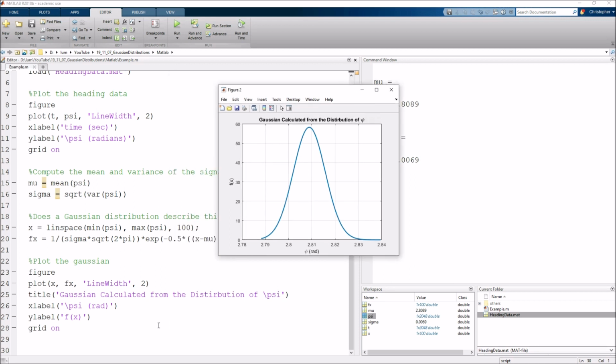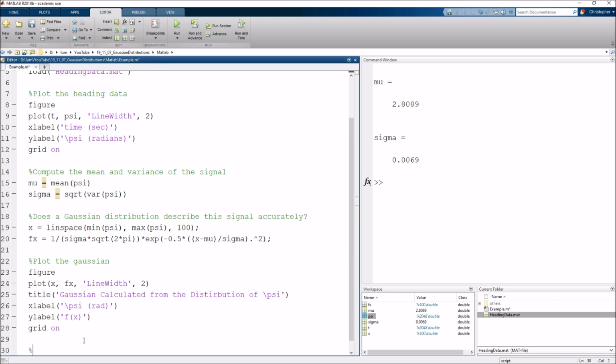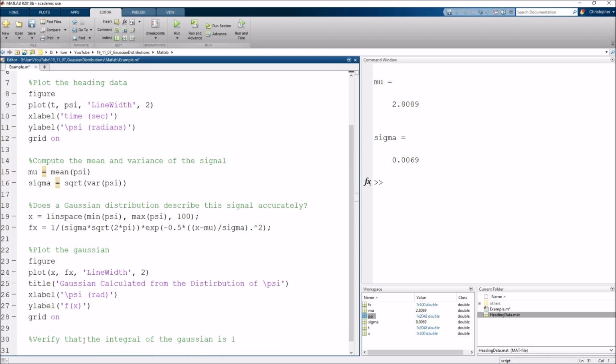Okay, let's maybe do one other thing. We should verify that this Gaussian is a valid Gaussian, that we didn't screw something up. So what we should maybe do is, let's verify that the integral of the Gaussian is 1, right? So let's just integrate this signal f of x with respect to x.